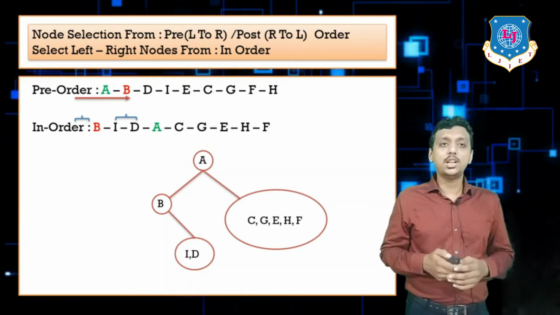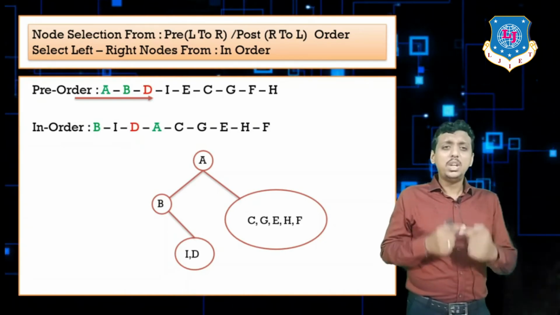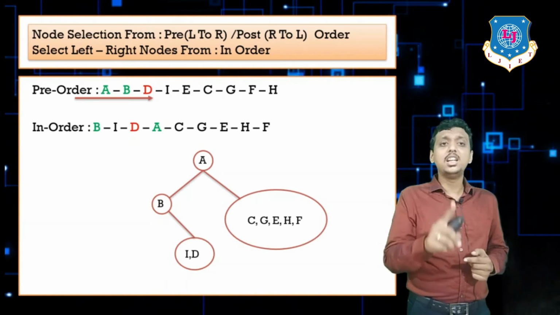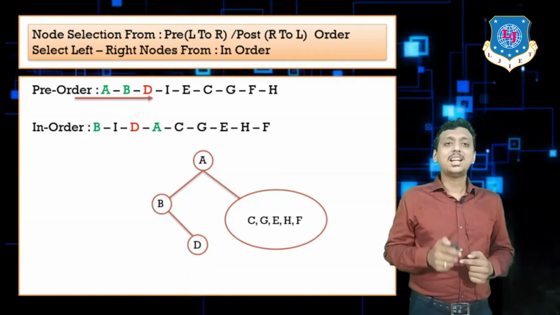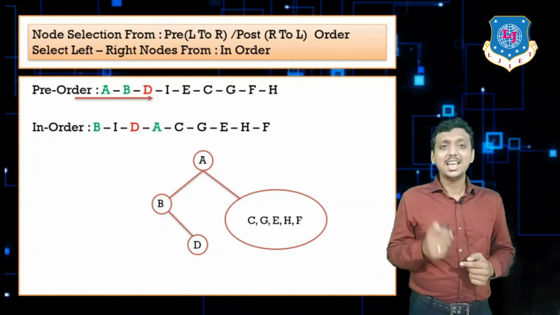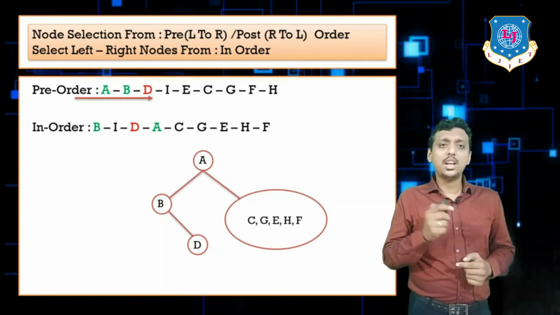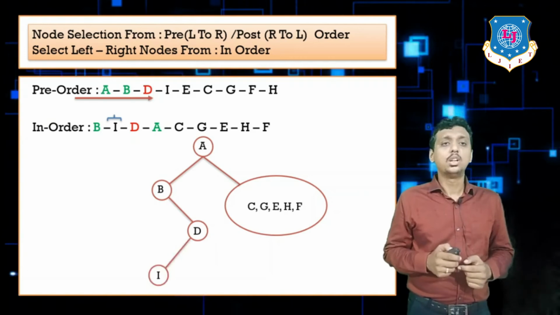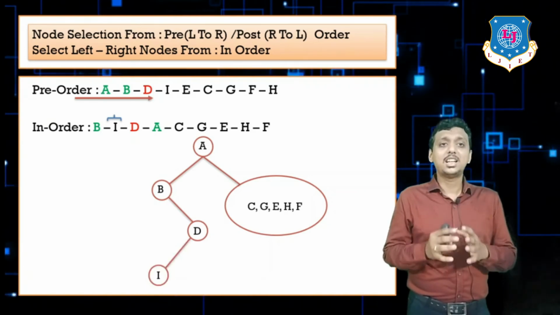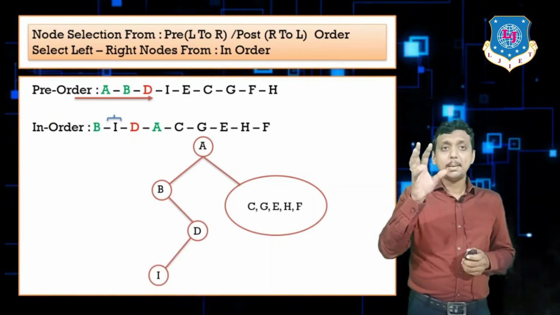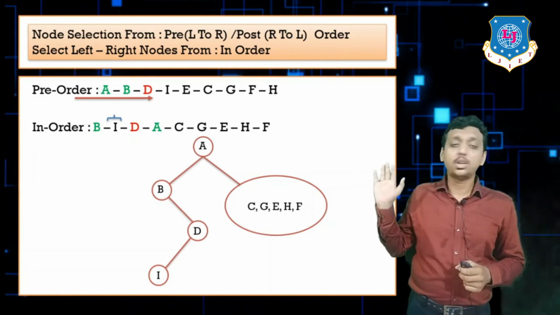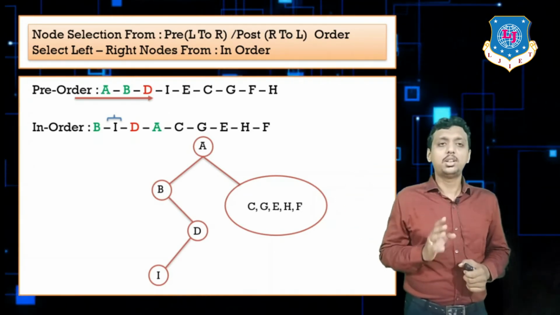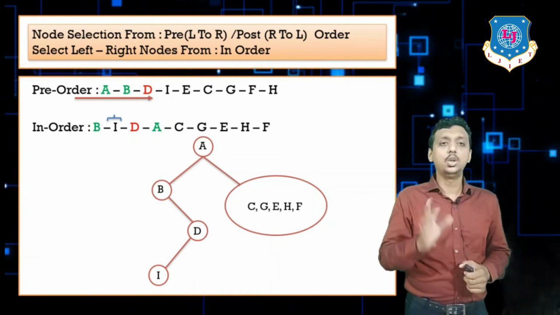Okay, let's move further. After selecting B, we have D. That means from I and D, I need to select D first. So I'm just selecting D, students, and then just check, is there any node on the left side of the D? Yes, that is I. Is there any node on the right side of the D? No, nothing. That means we just need to make root node A. On the left side of the A we should have B, right side of the B we should have D, and on the left side of the D, students, we must have I node.